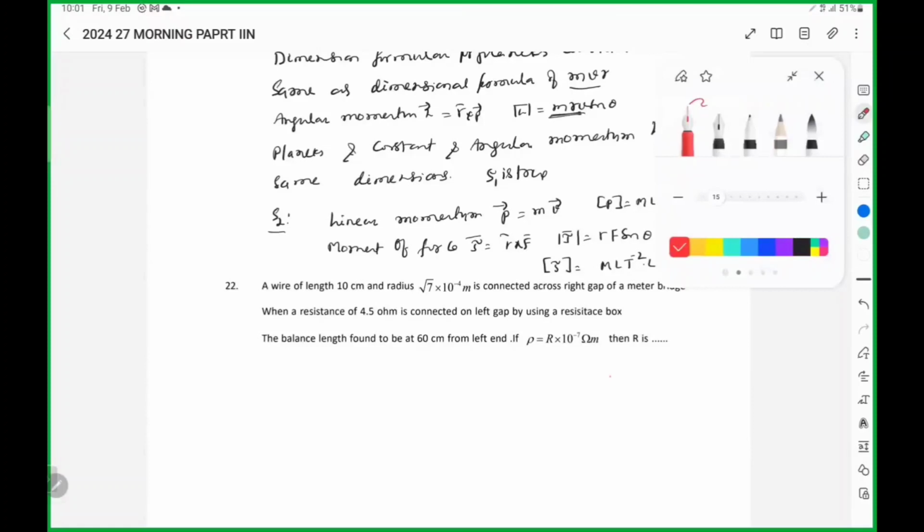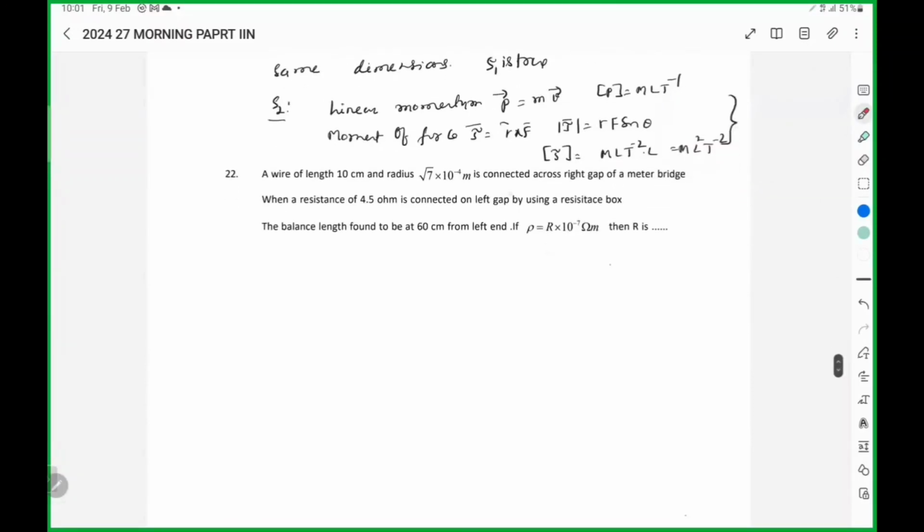10 centimeters is connected across the right gap of a meter bridge. All of you know about the meter bridge. Here is the left gap. This is the right gap.